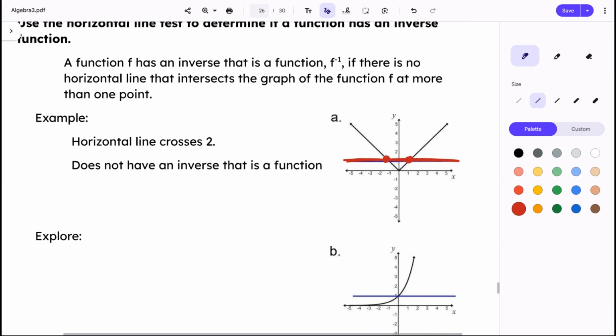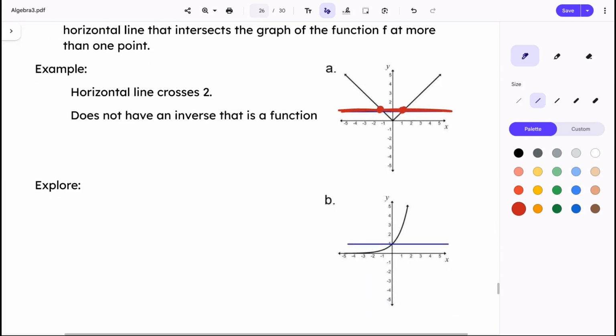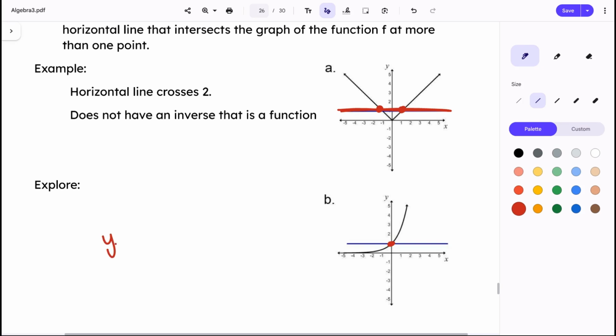If you guys look down at the second one, if we draw a horizontal line, how many times does that hit? Once. Just once, right here. So this would mean, yes, it has an inverse.